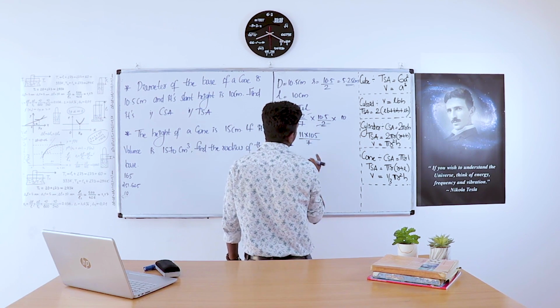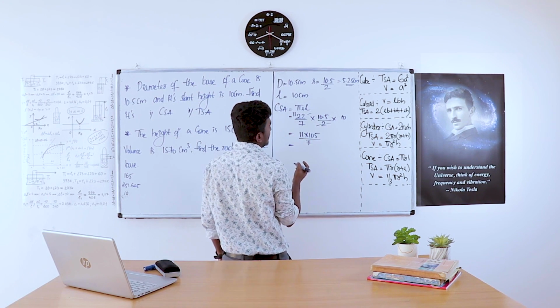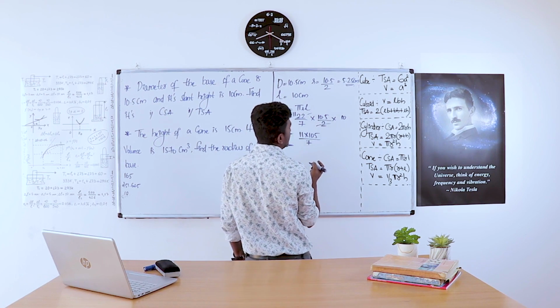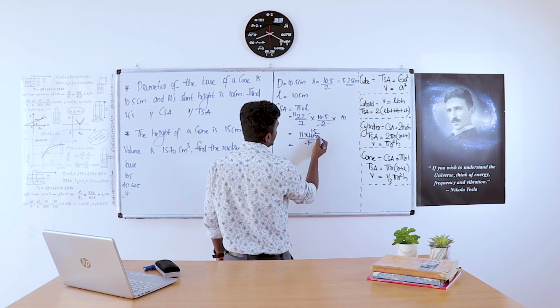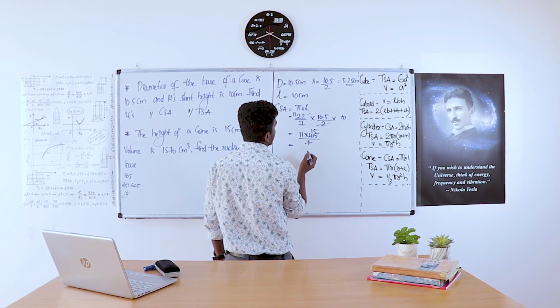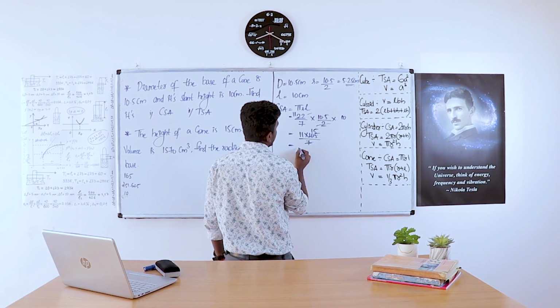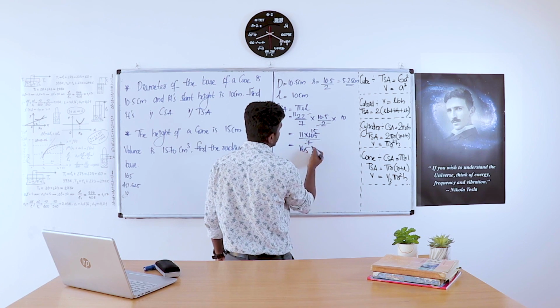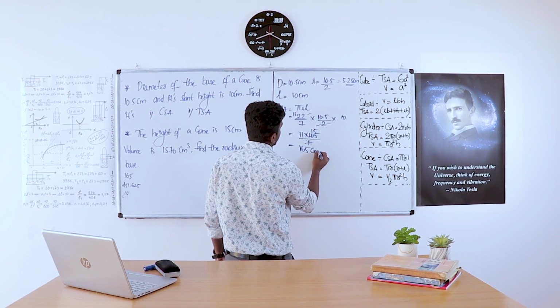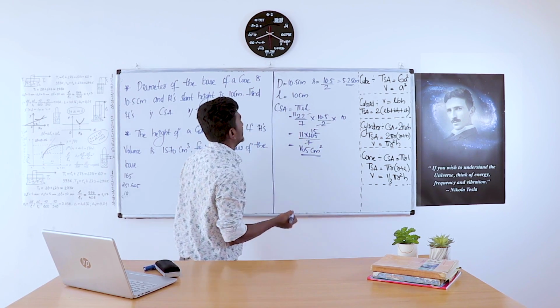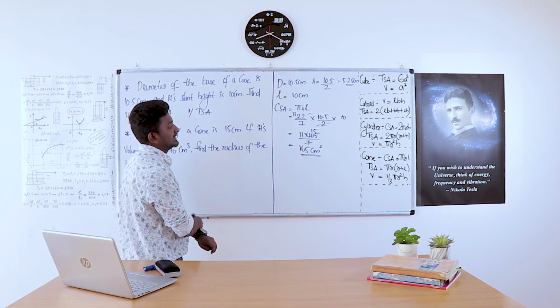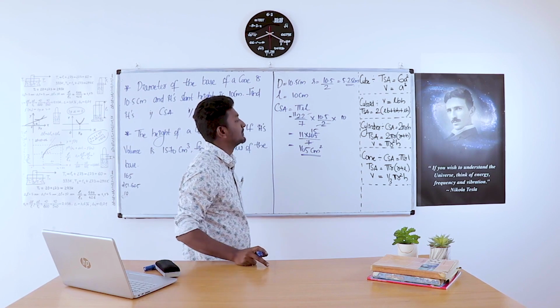So what is 105 divided by 7? It becomes 7 into 10, 70, 7 into 5, 35. So it becomes 15. 105 divided by 7 becomes 15. So what is 15 into 11? 15 into 11 becomes 165. So what is the curved surface area? Curved surface area becomes 165 centimeter square.